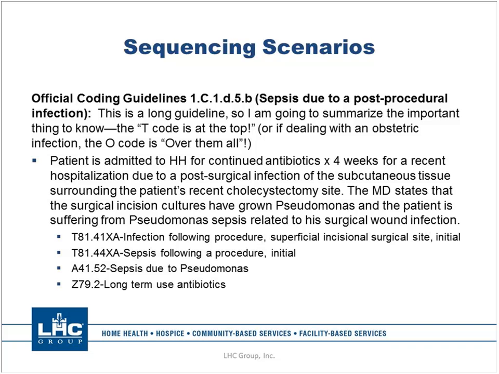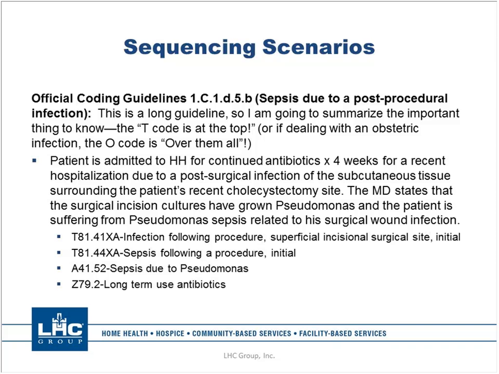So we have T81.41XA, infection following a procedure, superficial incisional surgical site, and it says initial, but this is because of active care because we have continued antibiotics times 4 weeks. We have next another T code because now we have sepsis following a procedure. So this is T81.44XA. So you actually have 2 T codes that you have to put there. You're also going to use an A on this.